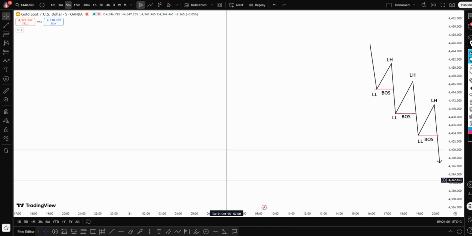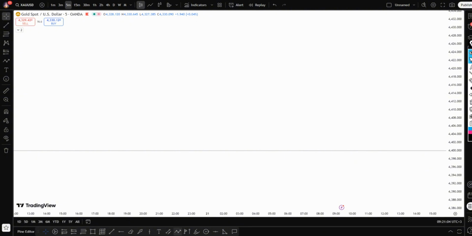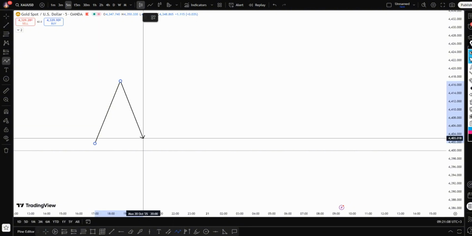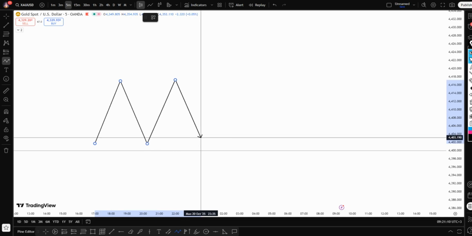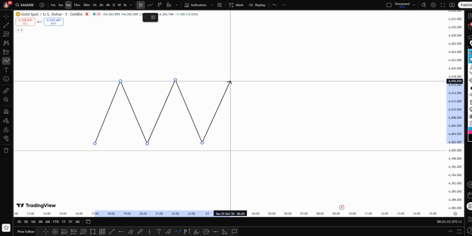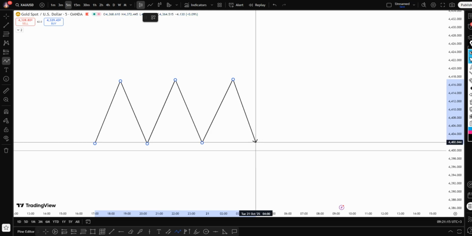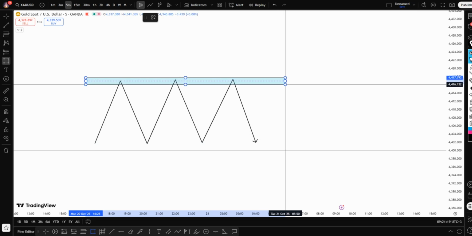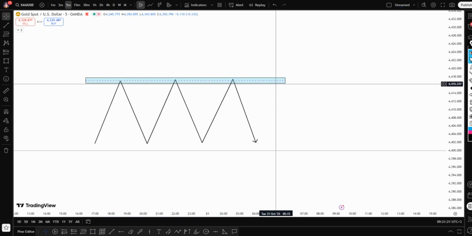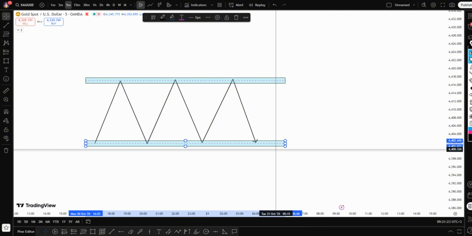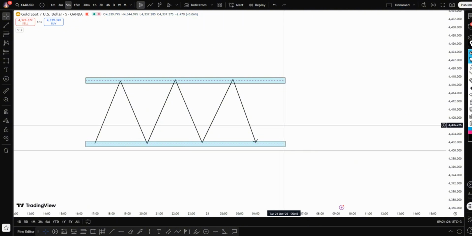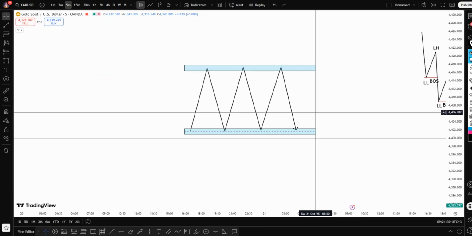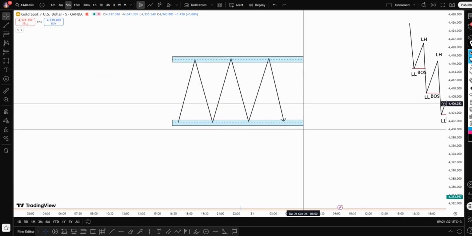The other type of structure that I was going to talk about is the ranging or sideways movement. This is where price is moving in a consolidation type of way. Price does not want to break a specific high up here, and also does not want to break a specific low down here. That's why we say price is ranging. This is a ranging market, and we avoid ranging markets. We want to see trending markets.